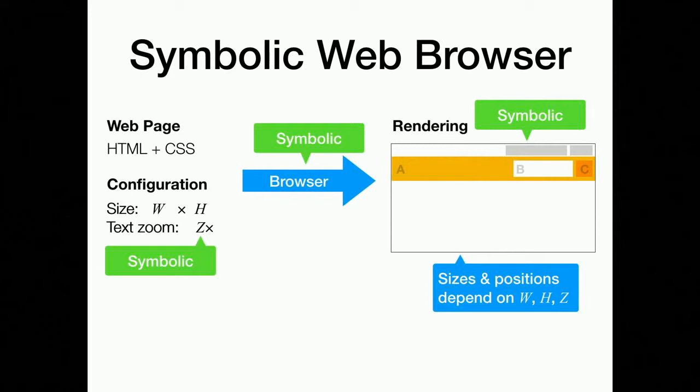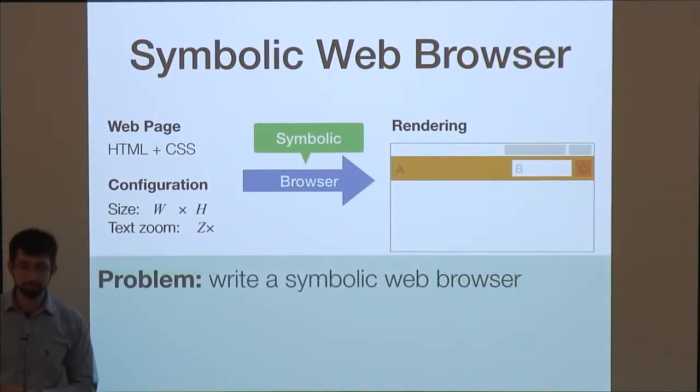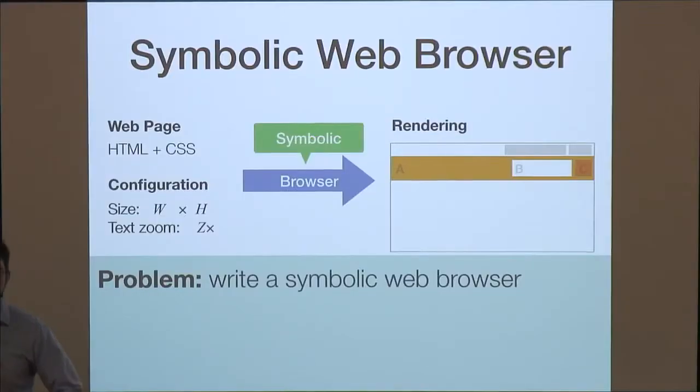So the question is, where do you get a symbolic web browser? And the answer is, you got to write one. Now, this is a challenge, first of all, because web browsers, like I just mentioned, are enormous undertakings. But also, the symbolic part is a challenge as well. In PL, we write a lot of symbolic programs. But web browsers are unusual in a few ways. First of all, web browsers are graphical.